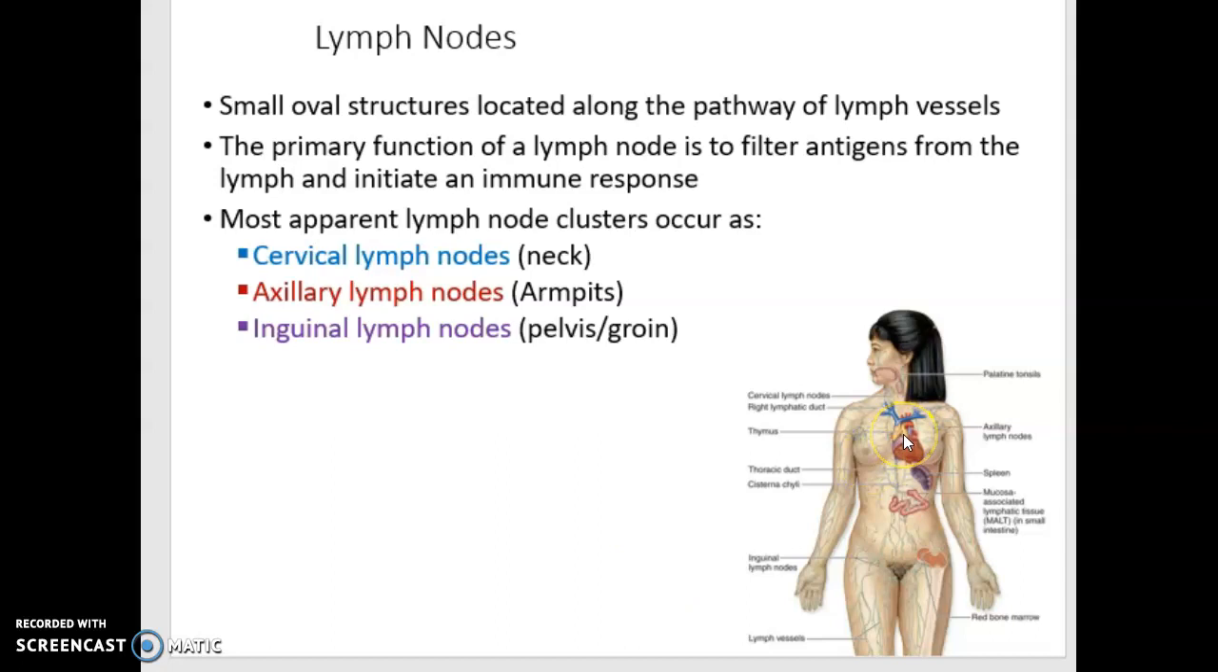Sorry. So you have lymph nodes. Those are encapsulated organs. So a nodule is not encapsulated. You have a lot of them around your neck. Those are cervical, armpit, axillary. And in the groin area, those are your inguinal.